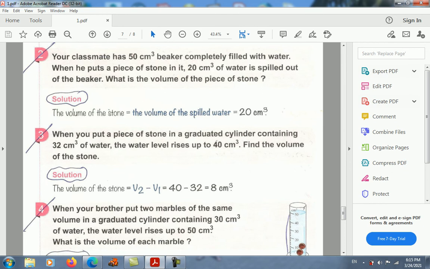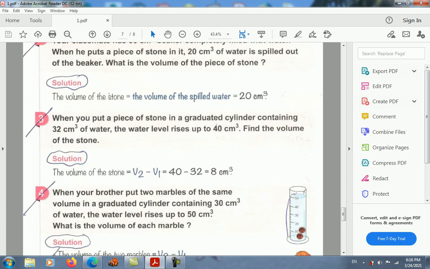2. Your classmate has a 50 centimeter cube beaker completely filled with water. When he puts a piece of stone in it, 20 centimeter cube of water is spilled out of the beaker. What's the volume of the piece of stone? Solution: the volume of the stone equals the volume of the spilled water exactly. So in our case it will be equal to 20 centimeter cube.